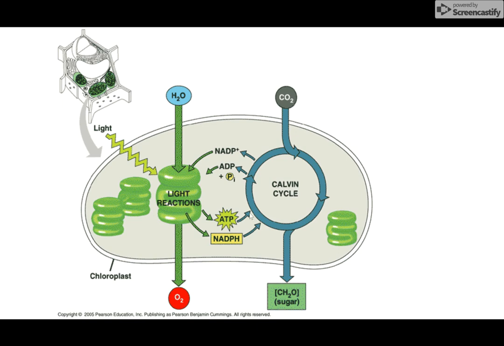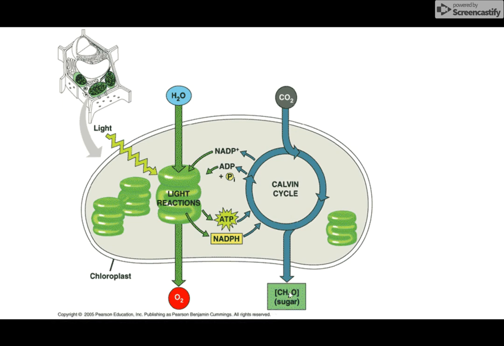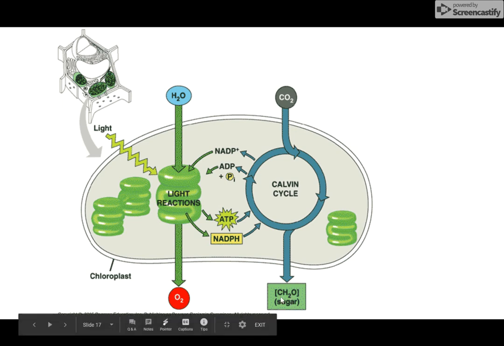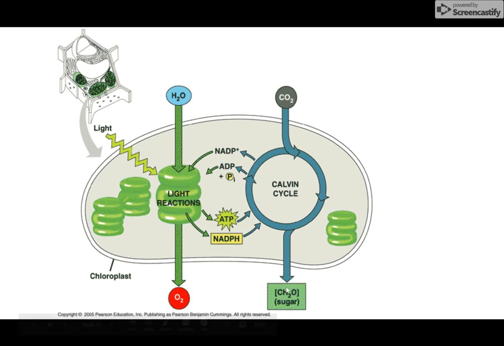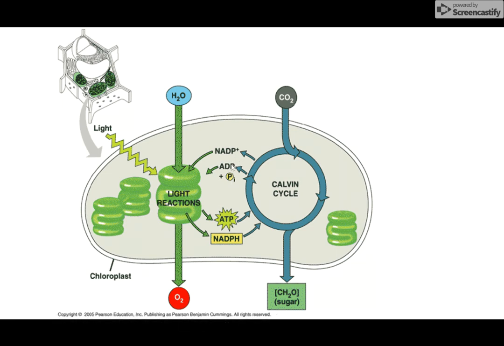All right, now let's talk about the Calvin cycle. The Calvin cycle is going to bring in carbon dioxide. This is where the CO2 is used. We're going to go through the Calvin cycle in the stroma of the chloroplast, and we're going to make glucose, C6H12O6, and they've reduced it here to CH2O. We also make, in the Calvin cycle, some NADP plus and ADP plus a phosphate group.